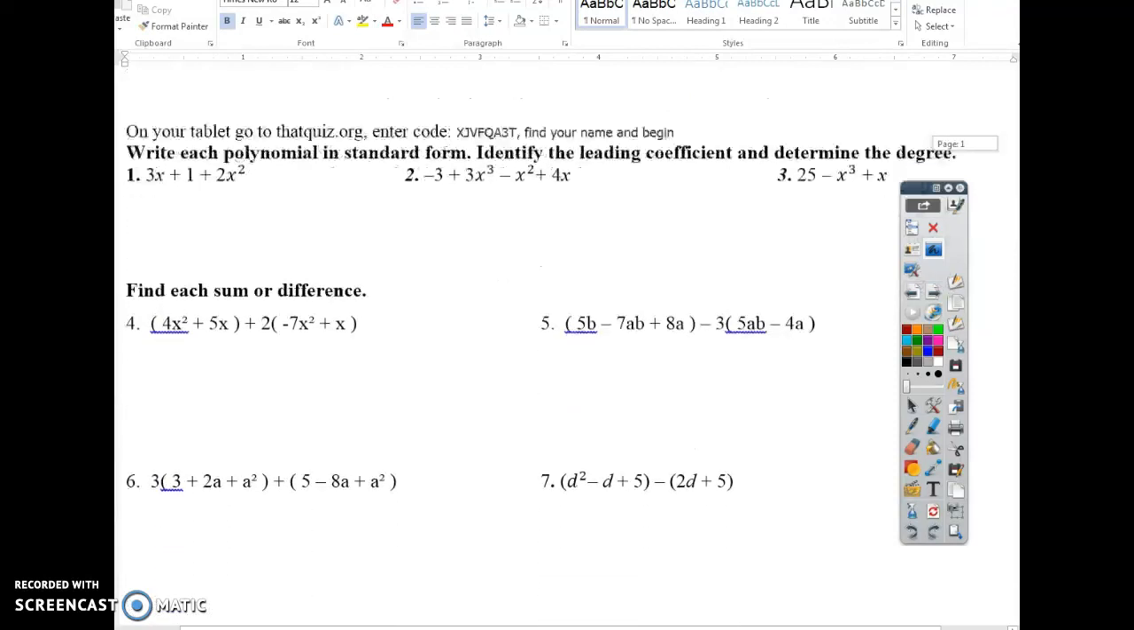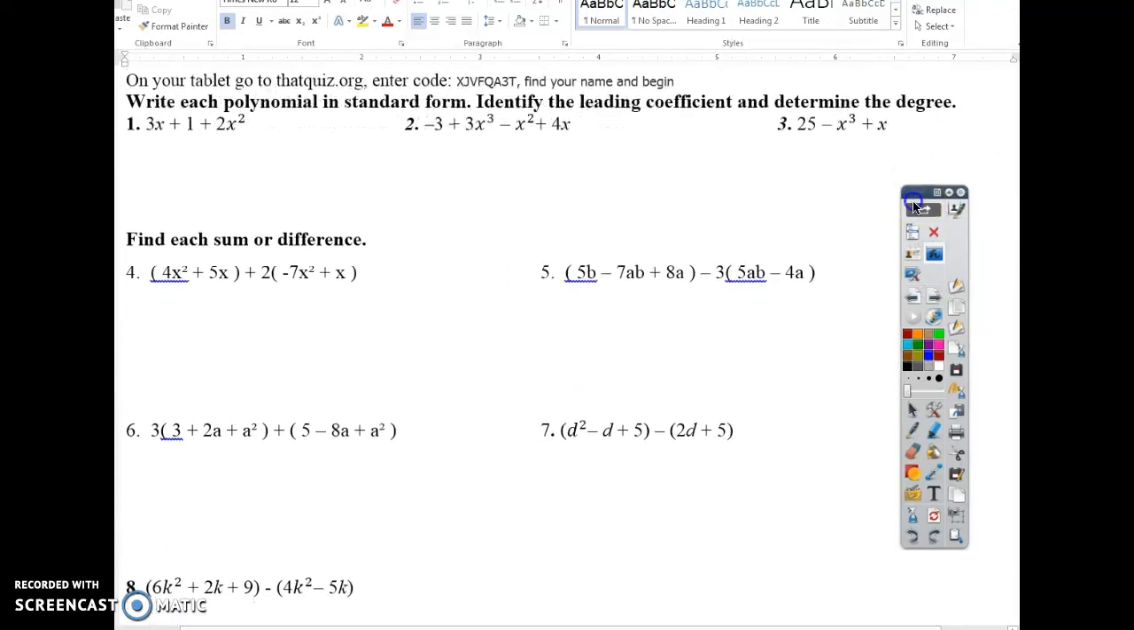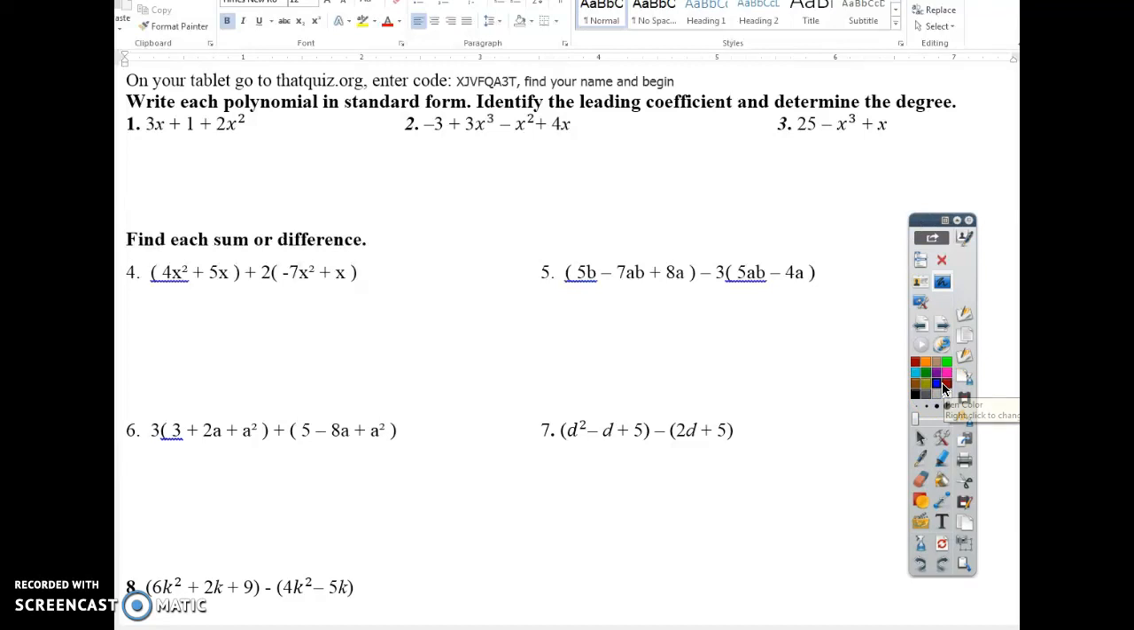When you get here to 1, 2, and 3, the second 1, 2, and 3, it says write each polynomial in standard form. That means you're looking at the exponents and you're seeing which one is bigger, and you go in order just like we did the answers yesterday. Identify the leading coefficient, that means the number in the very front, and determine the degree.